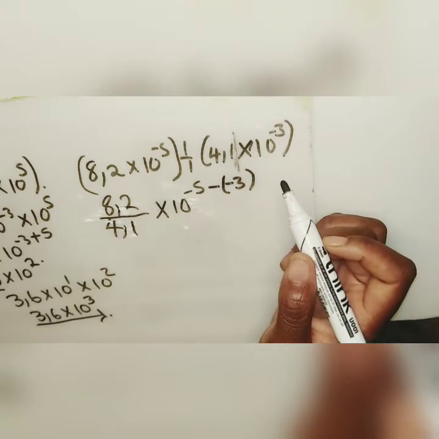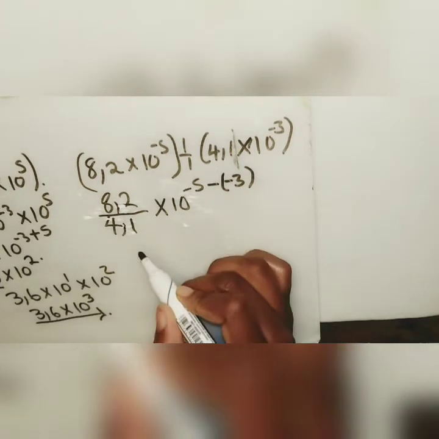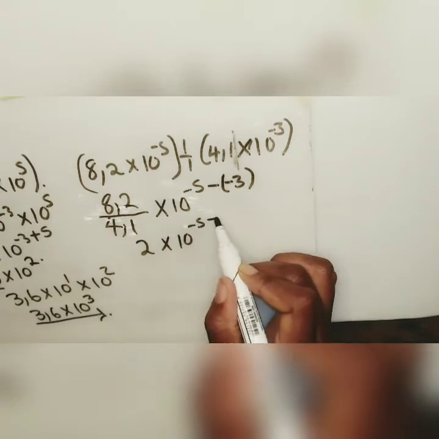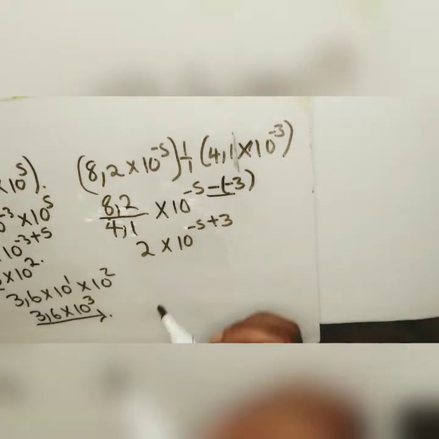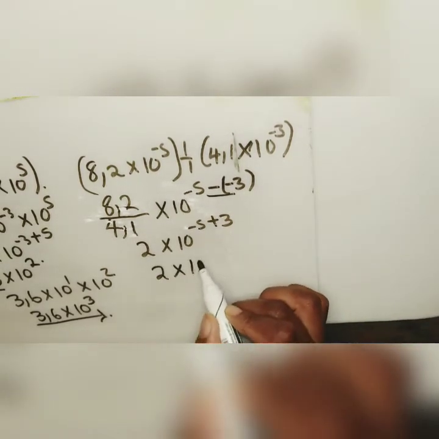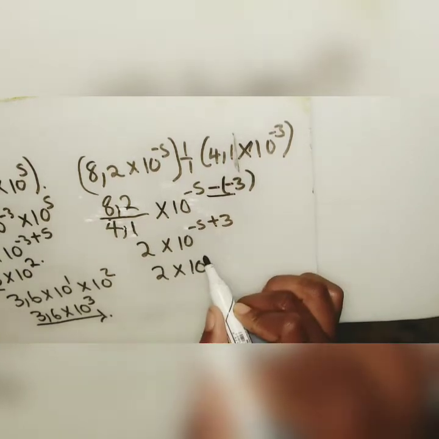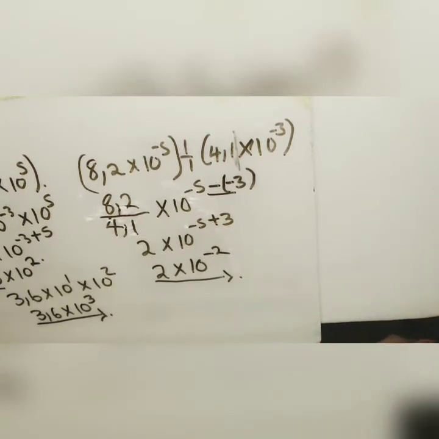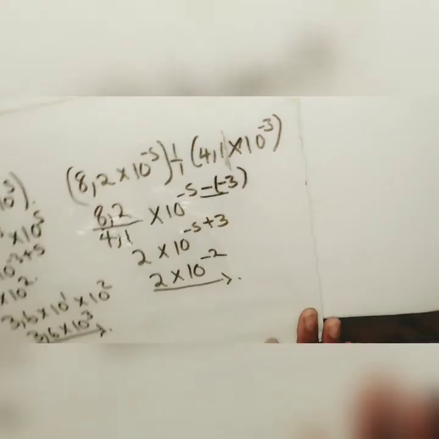So 8,2 divided by 4,1, our answer is a clean 2, so we are getting a 2 times 10 to the power minus 5 plus a 3, because a minus and a minus, when they follow each other, they give us a plus, right? So now we have 2 times 10 to the power. What's minus 5 plus 3? Minus 5 plus 3 will get a minus 2. So you guys were supposed to get 2 times 10 to the power minus 2 as your final solution, okay? Hopefully you guys are following.